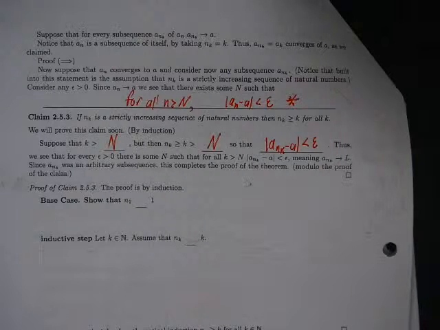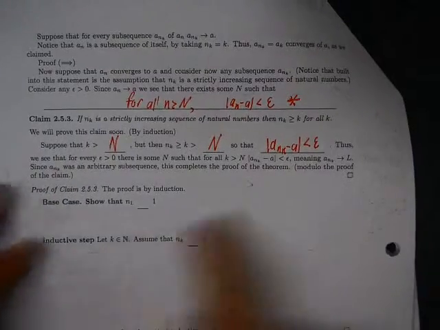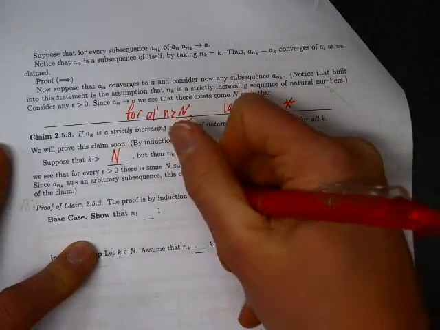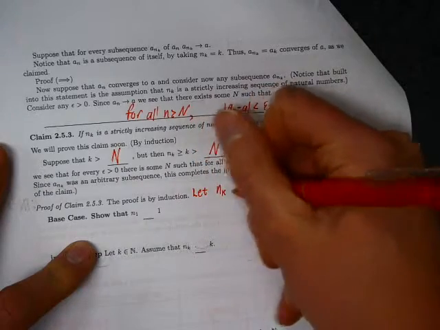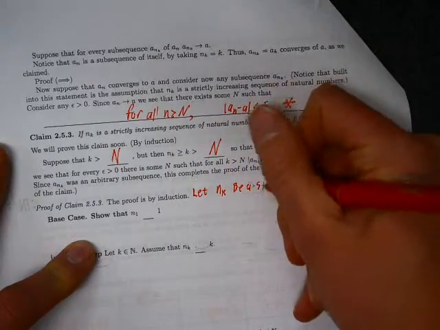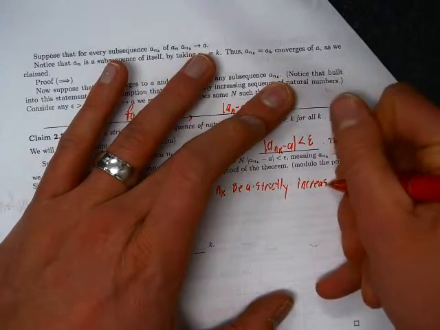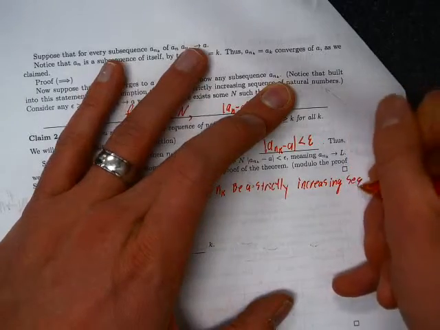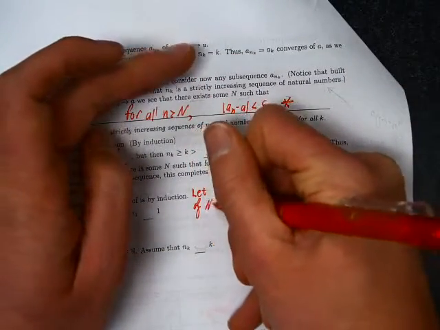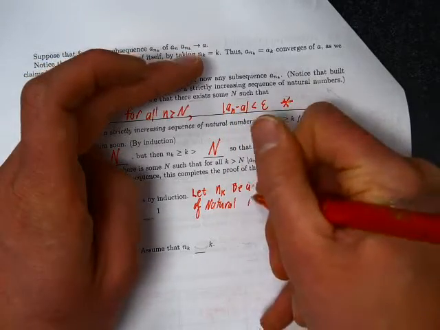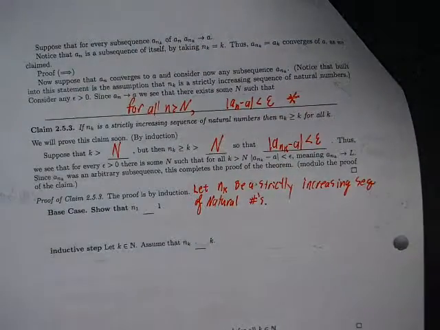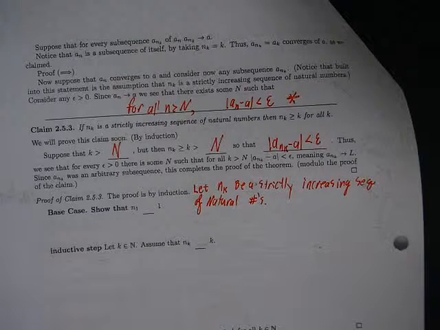Yeah, let's do it. So as I said, let's try induction. Maybe I should start with this. Let n sub k be a strictly increasing sequence of natural numbers, because that's what the claim assumes. I need to prove that n sub k is bigger than or equal to k for every k. Let's proceed by induction on k.